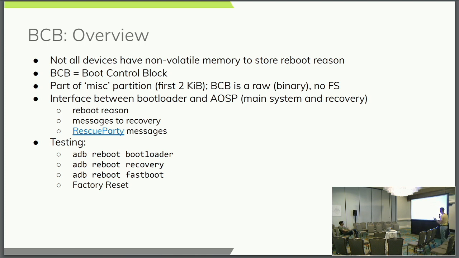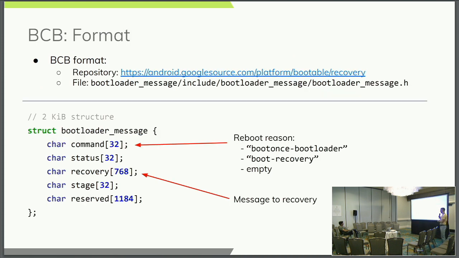Let's see how it works. It's actually structured like this. You can find it in AOSP in this project, and the file goes like this. If you want to implement it in your bootloader, you actually need to port this file to your bootloader. This file is already present in U-Boot, and the crucial things here are, I think, the reboot reason, which is stored in the command field, and the message to recovery, which is stored in the recovery field. Okay, so it's like the first 2 kilobytes of the MISC partition.